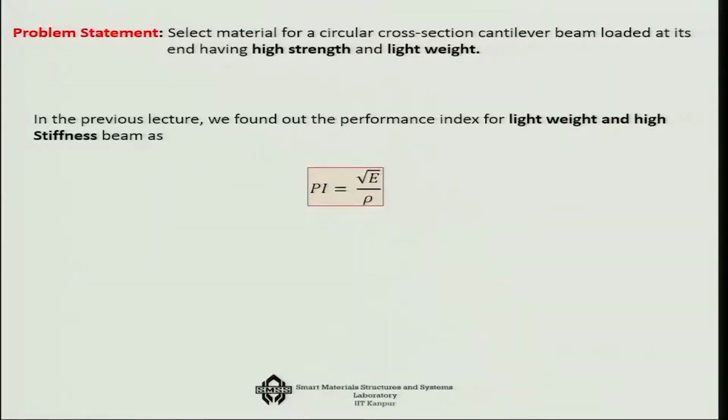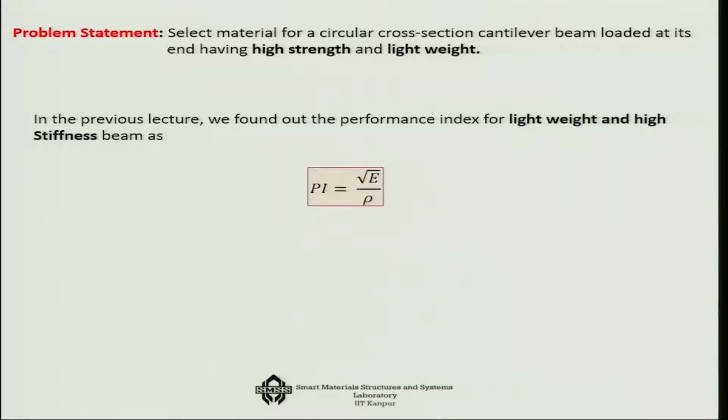If you remember, in the previous lecture our cantilever beam problem had the material property index, which was square root of rho over square root of E. In fact, the performance index was square root of E over rho. Now, let us see how this situation may change for this new problem, in which we said that you have to have high strength, not high stiffness, and lightweight. So, let us go to the board to explain this problem.